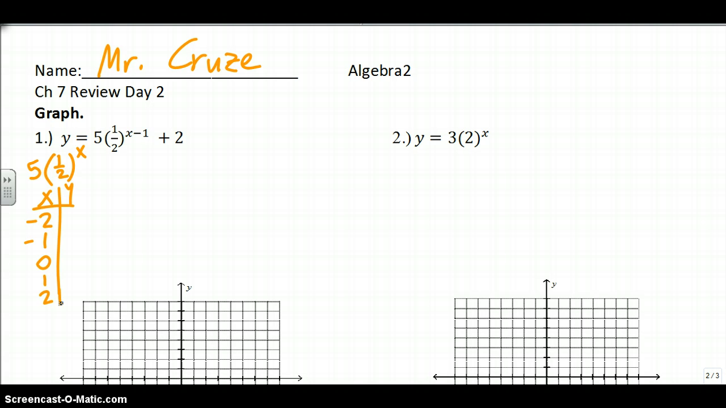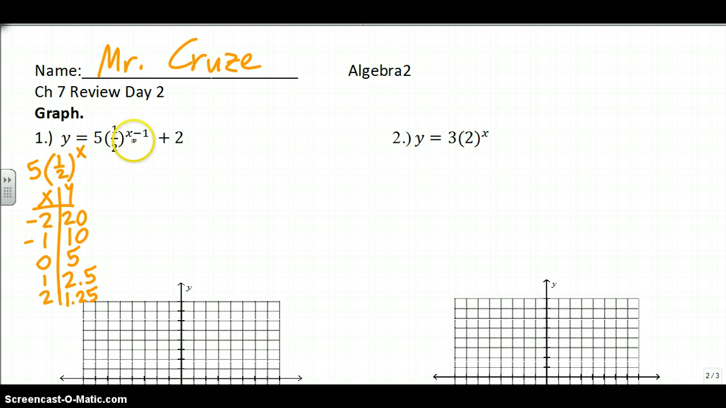Then I need to plug this in. Well, 1/2 to the -2 is going to be 4 times 5, which is 20. Okay? And you can easily plug these in your calculator if you don't believe me. 1/2 to the -1 is 2 times 5 is 10. And you can kind of see what's happening. We're taking half of this every time. 1/2 to the 0 is 1, times 5 is 5. 1/2 to the 1 is 1/2, times 5 is 2.5. 1/2 squared is 1/4, times 5 will be 1.25.